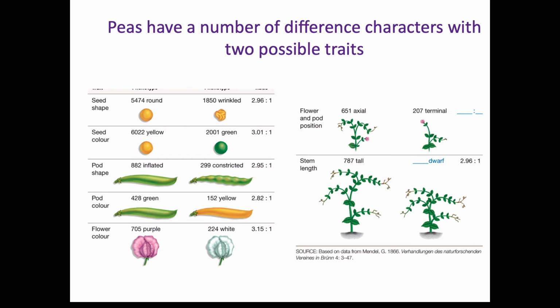And to give you some idea of the other kinds of characters that Mendel worked with, there were varieties that produced round seeds, varieties that produced wrinkled seeds. Some varieties had yellow seeds versus green. There were differences in pod shape and pod color, and finally, differences in flower color as well.